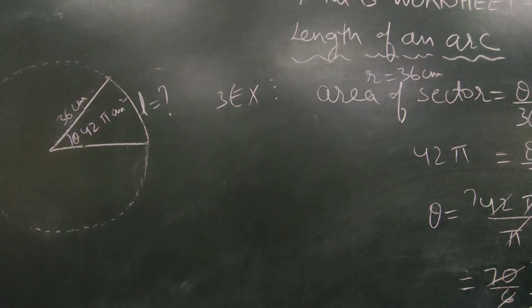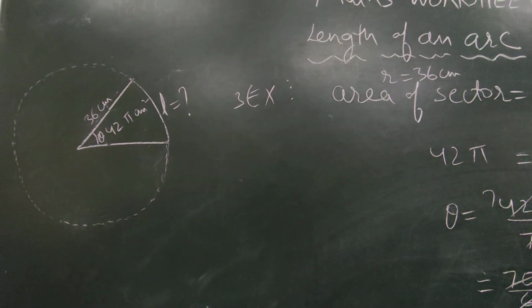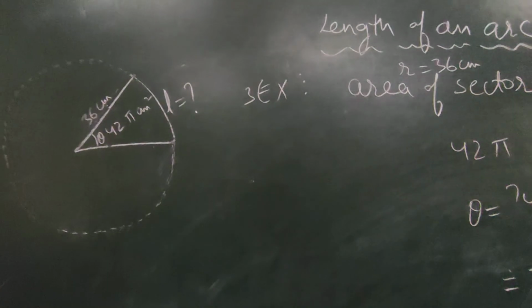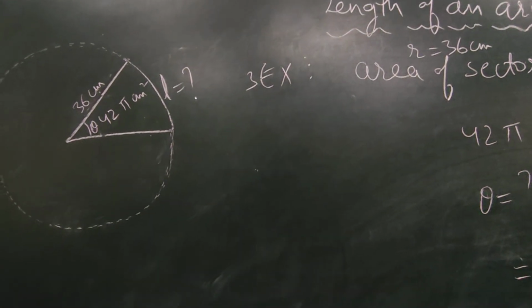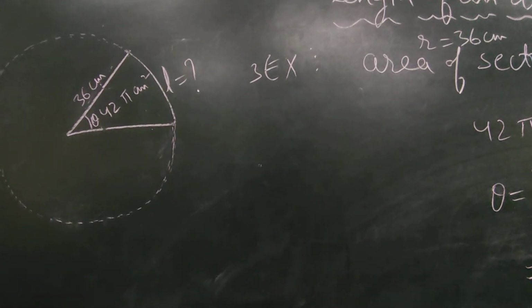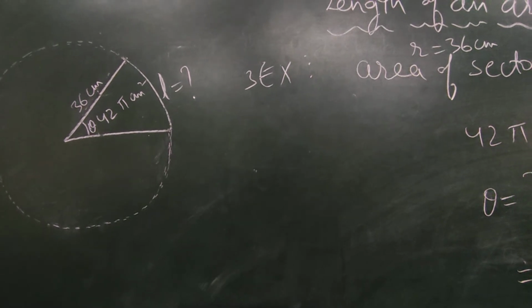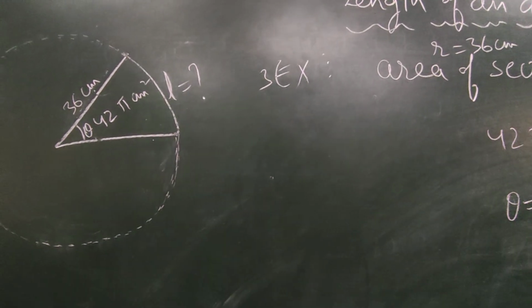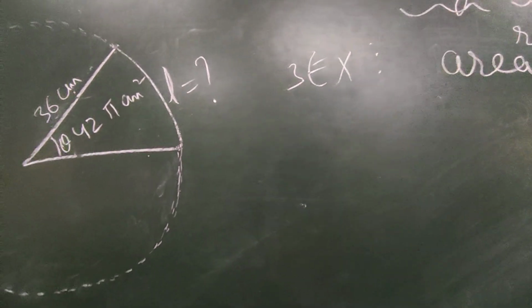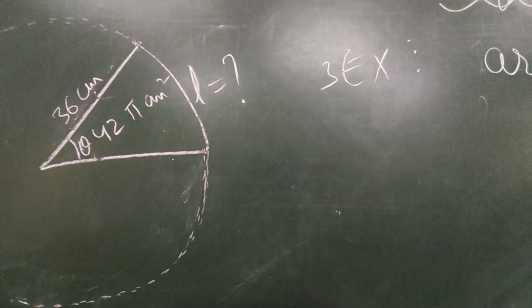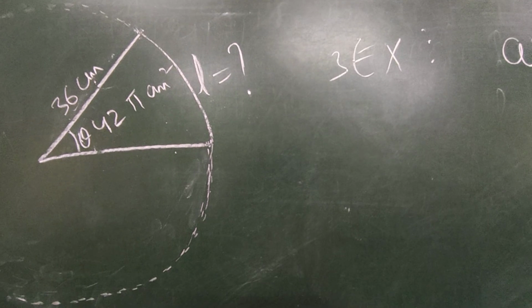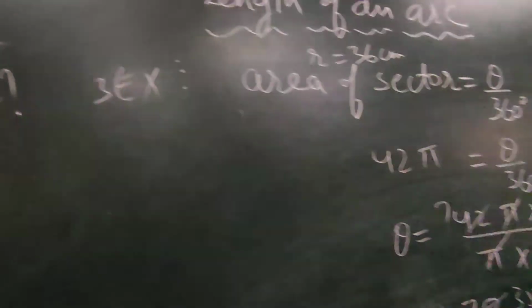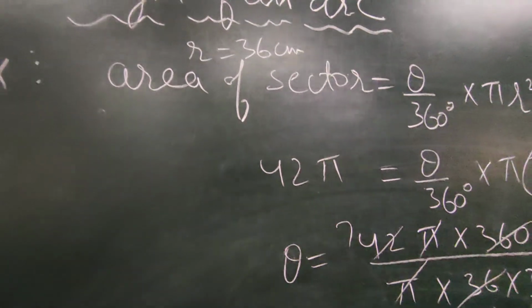Now in the third example we have a sector of a circle whose radius is 36 centimeter and area of this sector is 42 pi centimeter square. We have to find the length of the corresponding arc of this sector, that is L. We have to find the L here. So here we have R equals to 36 centimeter.